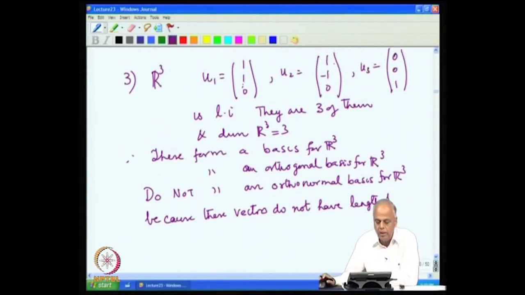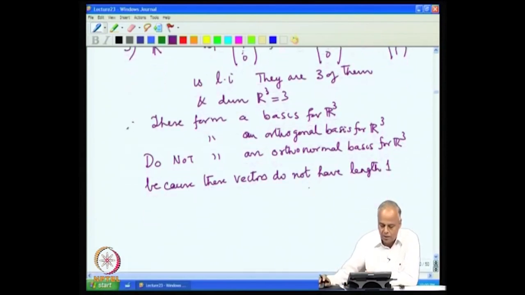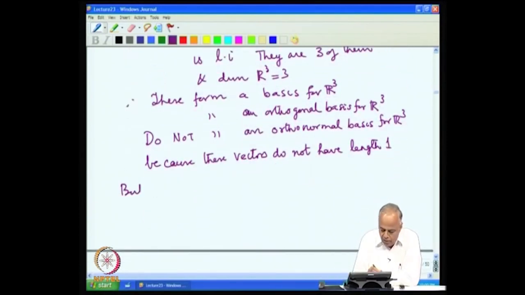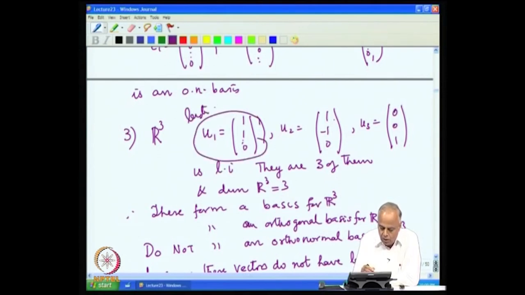Now, since we already have orthogonality, in order to get normality, all we have to do is divide each one of these vectors by its length. U3 has length 1, but U1 and U2 do not have length 1. Even if one vector fails to have length 1, we lose the normality condition. So if we now define V1 to be 1 by root 2 (1, 1, 0), this is obtained by dividing U1 by its length. What is its length? Length is root 2. And therefore, we divide by root 2.